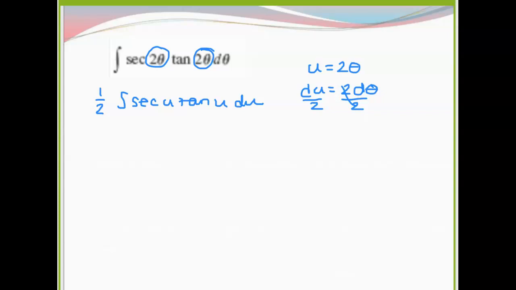And now, if you go back to your handout, the very, very first page, I gave you all our rules again. You'll notice that secant u tan u du is just the trigonometric formula for secant u. So this becomes 1/2 secant u plus c, and we don't want that u, we want 2 theta.